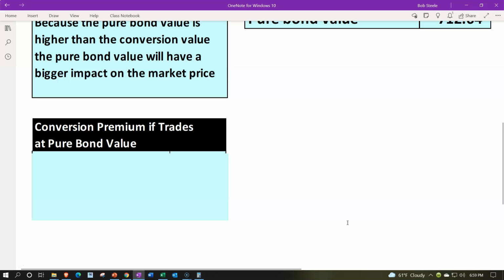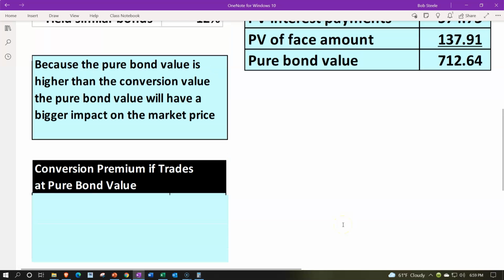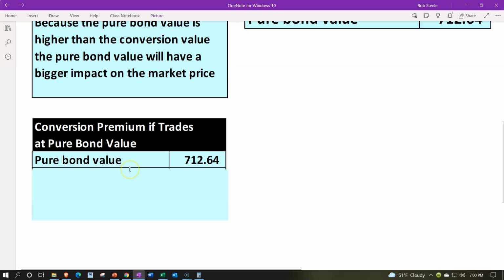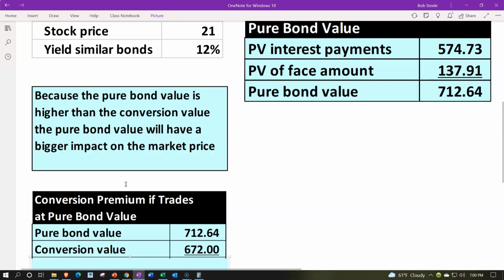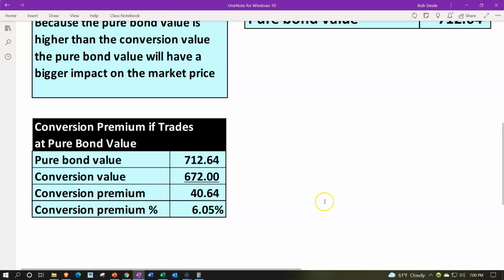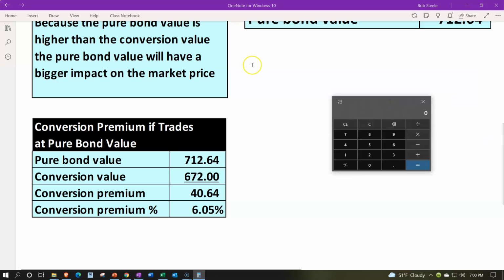So then if we're thinking of the conversion premium, if it trades at the pure bond value, so let's imagine that this 712.64 is actually the market price of the convertible bond itself, then we can figure out the conversion premium, which would be that 712.64, which we're imagining to be the market price, minus the conversion value, which we calculated up top at the 672, would then give us the conversion premium of $40.64. We can calculate that on a percent basis as well by taking that 40.64 divided by the 672, and that would give us, if we move the decimal 2 places over, 6.05%.